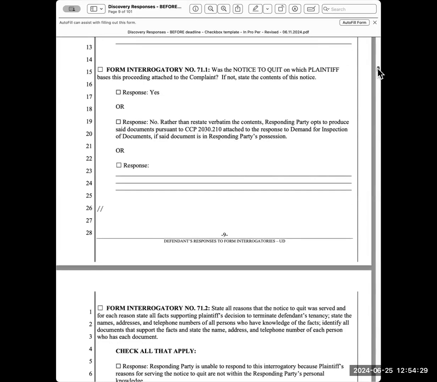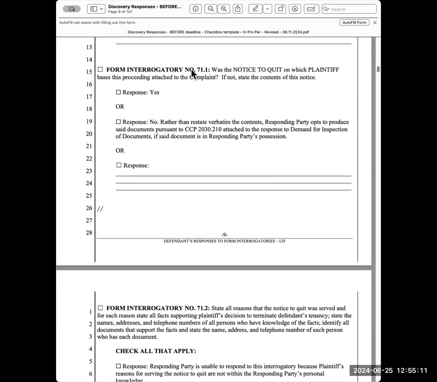71.1. Was the notice to quit on which the plaintiff bases this proceeding attached to the complaint? If not, state the contents of this notice. So this question is asking you to look at your complaint for the notice to quit. This is the operative notice that is the basis for the eviction. It's usually something like 3 days to pay rent or quit, 30 days to pay rent or quit, or so many days to cure or quit, or perform or quit, or just so many days to quit. That is the notice, and it's usually attached as Exhibit 2 to your complaint.